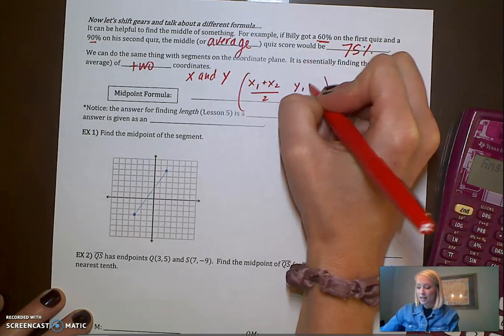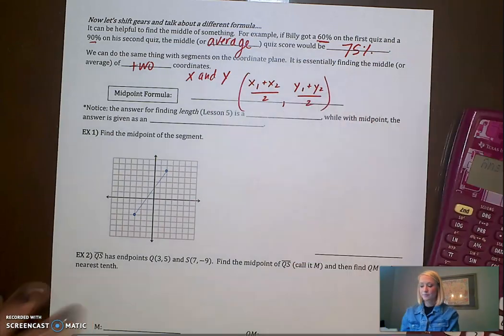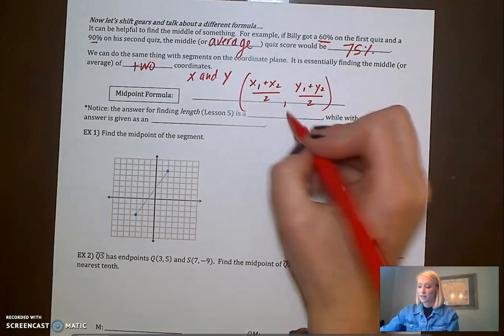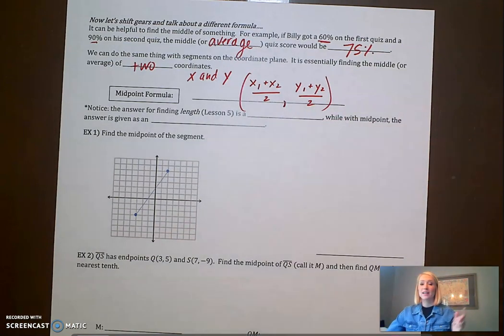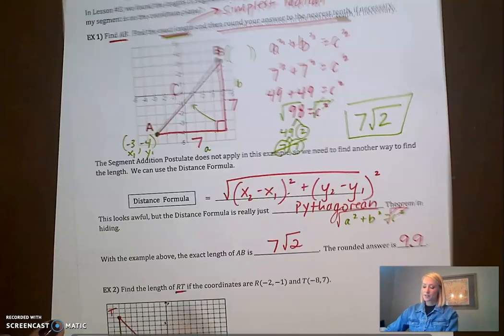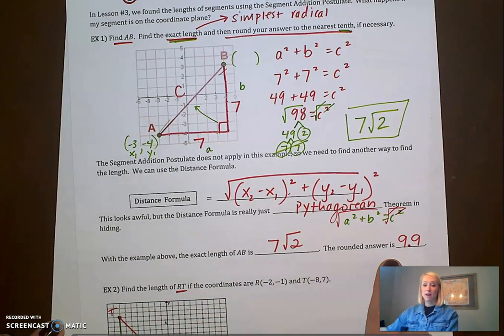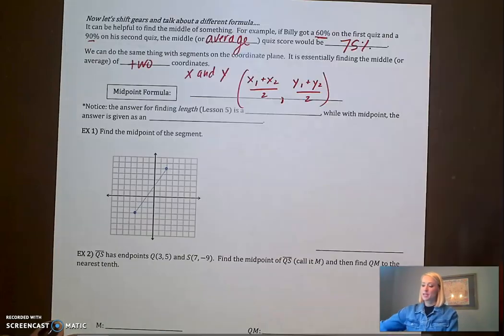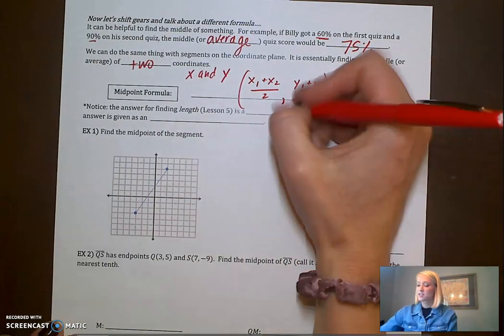You're going to see the x1s and x2s again. It's giant parentheses because this ends up being written as an ordered pair, with a comma, whereas your length is going to be written as just one number. So keep that in mind. When you find the length, it's just a number.